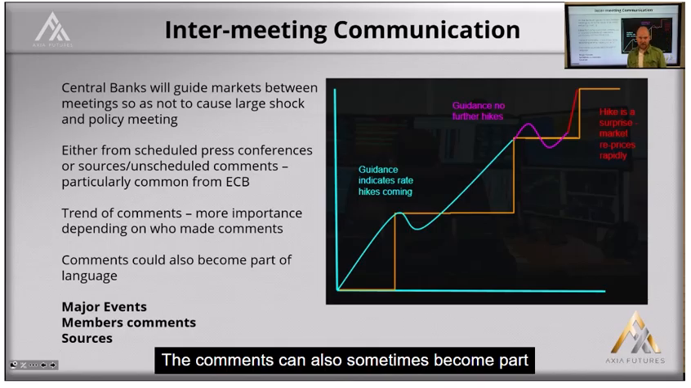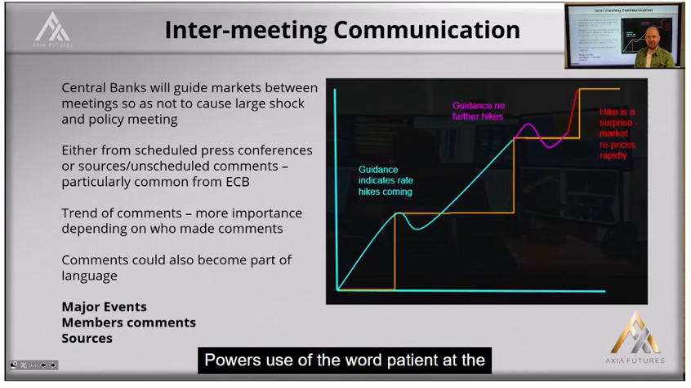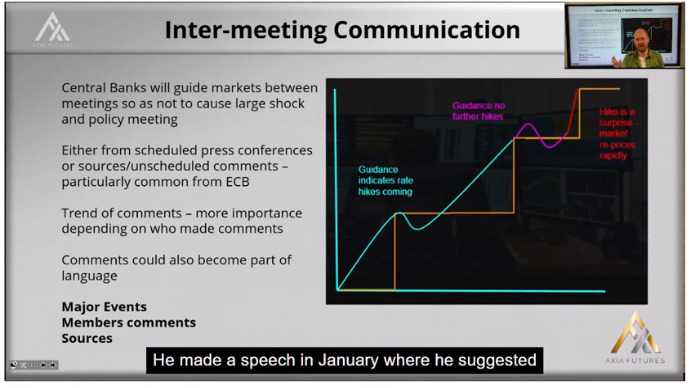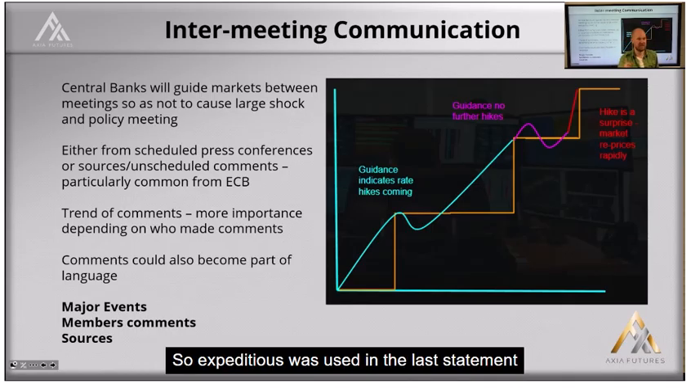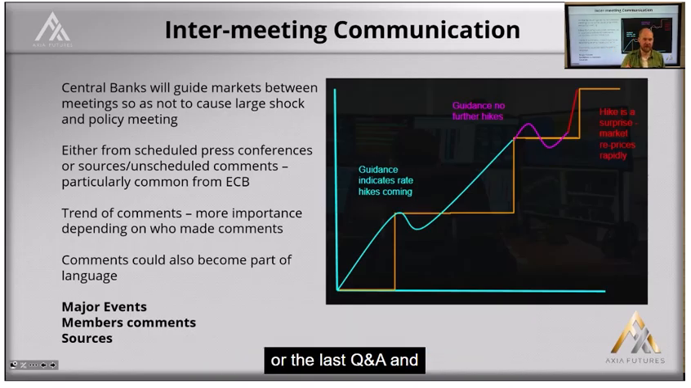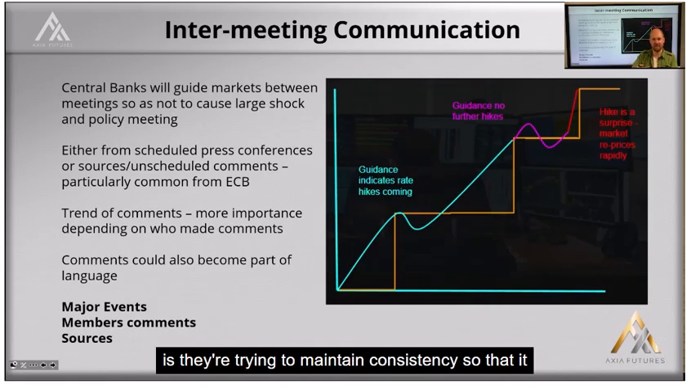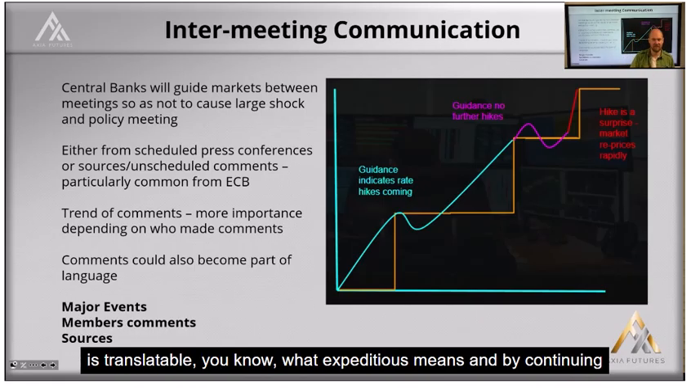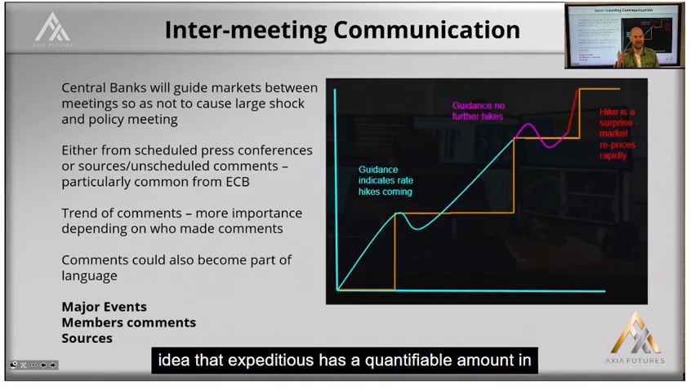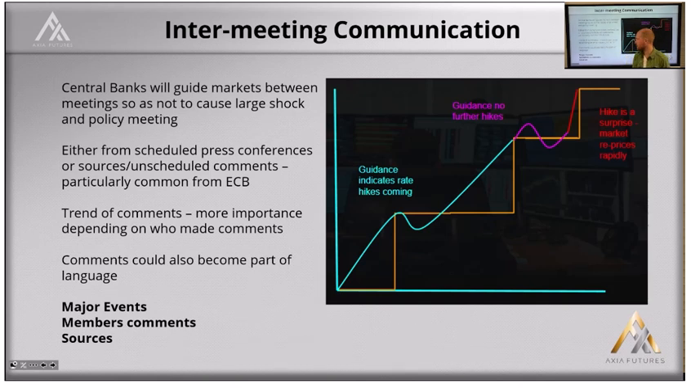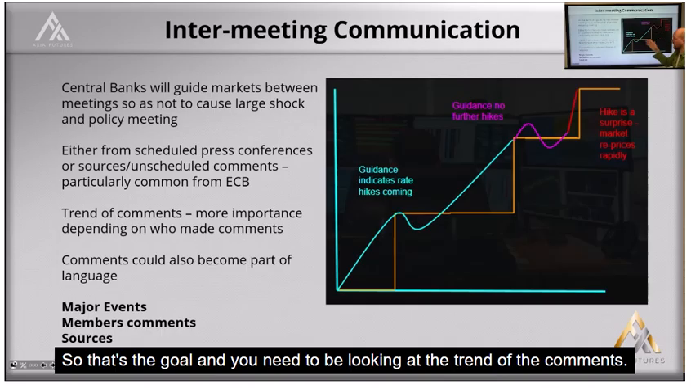The comments can also sometimes become part of language. Powell's use of the word patient at the beginning of 2019, for example, came from a speech that he made in January, where he suggested that the Fed would now be patient on their next decision on rates. This then became part of the statement language. So expeditious was used in the last statement or the last Q&A, and something that he'd used before. This again can become part of the language. What they're doing is trying to maintain consistency so that it is translatable. You know what expeditious means, and by continuing to use it, they're enforcing the idea that expeditious has a quantifiable amount, in the same way that ongoing previously was seen as 50 then 50. So that's the goal. And you need to be looking at the trend of the comments.